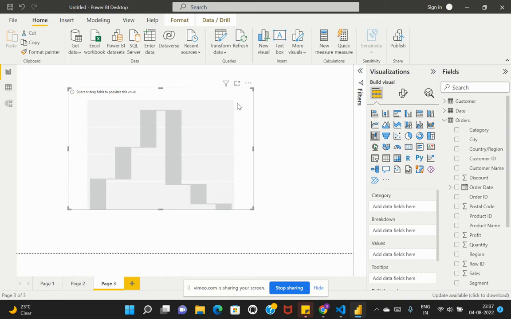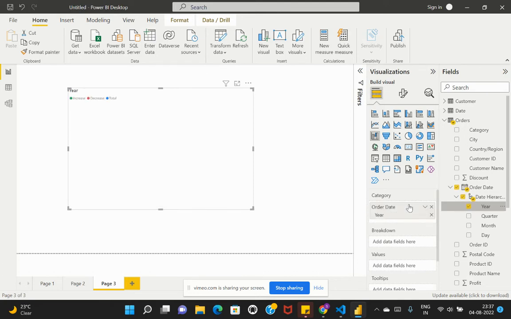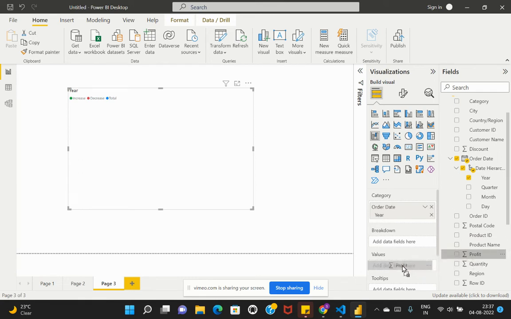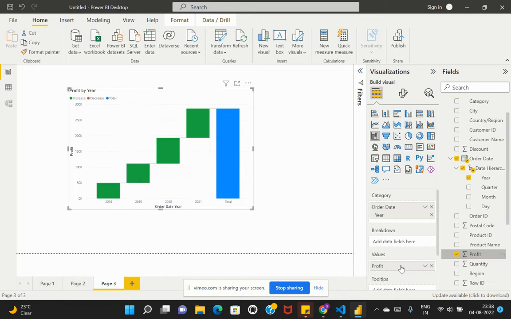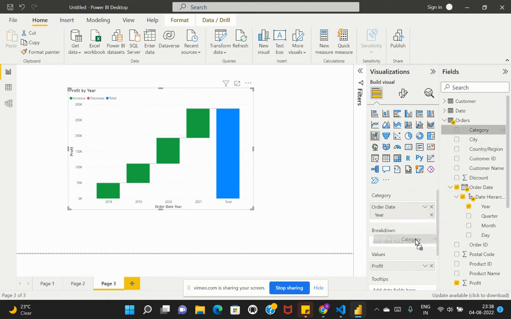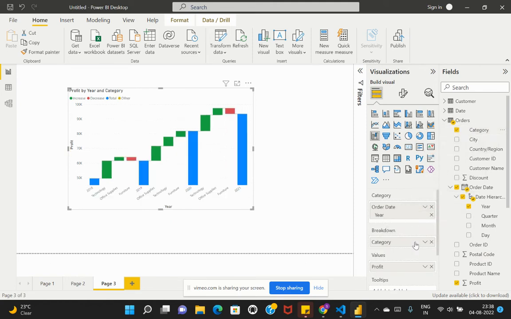As you see here, the moment I've selected this waterfall chart, the fields that I have to use have been divided into category, breakdown and values. Your category is nothing but your x-axis. So for that I would like to use my year. I'll select this year and place that on my category, and the value I'm looking at is the profit. I'd like to see how my profit has progressed over that specific time interval and based on the category breakdown. In this way you can quickly build a waterfall chart in Power BI.